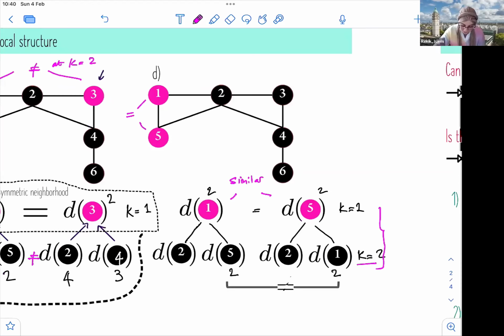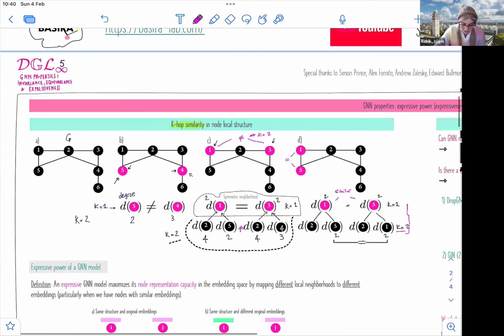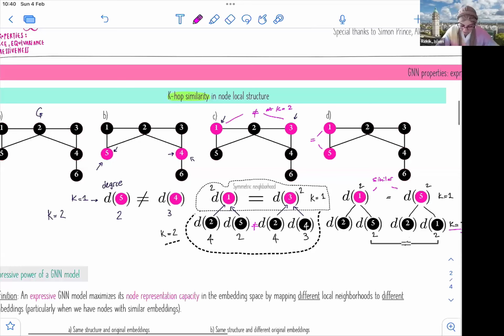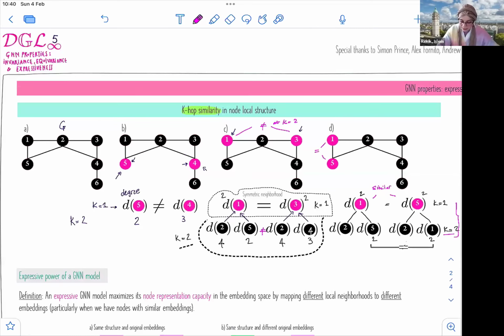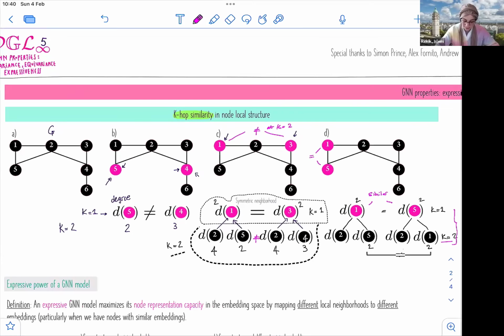Now, why is this important? Okay. So this is important because if we want to do aggregation, if we want to see if a GNN model can map similar neighborhoods similarly, or different neighborhoods in a different way. So it's an important property because you don't want a network to take in similar neighborhoods, like for example here, and map them differently somehow.